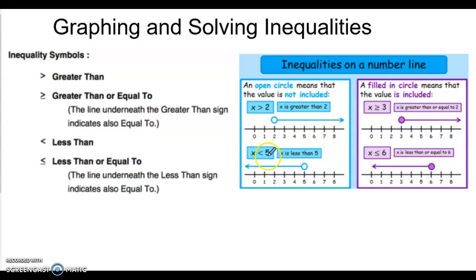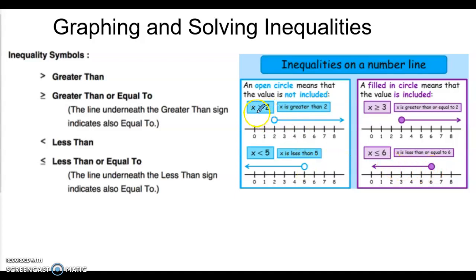Here we have x is less than 5. Again, open circle because 5 is not included, and then we draw our arrow showing that every number less than 5 could be a solution, or is a solution. Over here, a filled in circle means that the value is included. So anytime you see that equal to line underneath your symbol, you need to make sure that you close the circle in, because this says that x is greater than or equal to 3. So we need to make sure that we include 3 and then all the numbers greater. And then over here, x is less than or equal to 6. We need to make sure we include 6.